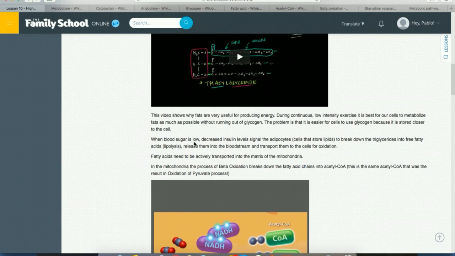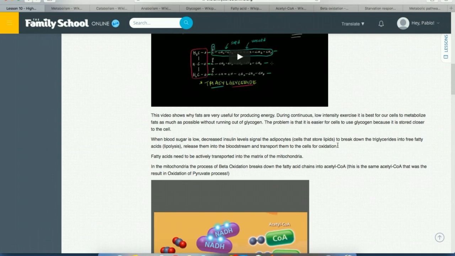When blood sugar is low, so the glucose is low, decreased insulin levels signal the adipocytes, cells that store lipids, so that's the fat cells, to break down the triglycerides into free fatty acids. That is called lipolysis. Lipo for fat, lysis for breaking down, separating. So we saw glycolysis, lipolysis. Release them into the bloodstream and transport them to the cells for oxidation.